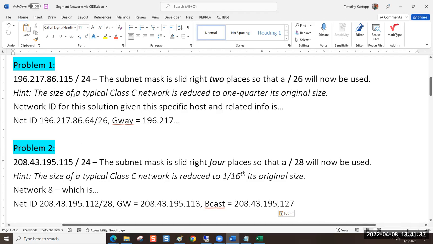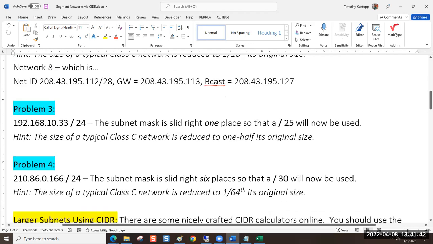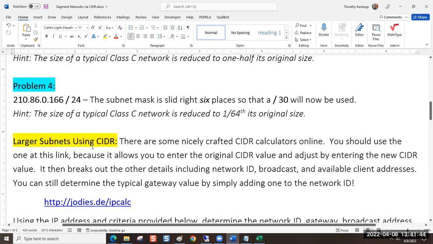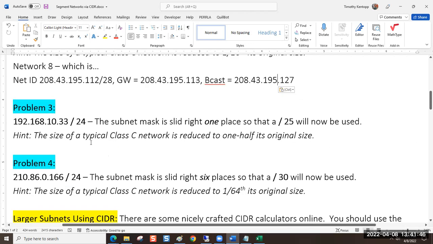So we've just walked through problems 1, 2, and 3. I mean, just problems 1 and 2. I want you to do 3 and 4 on your own. Okay? I'm going to use a /25 template. I'm going to use a /30 template. I'm going to do the same thing. Oh, I got to look up where 166.